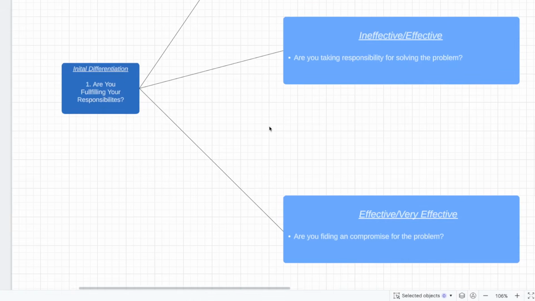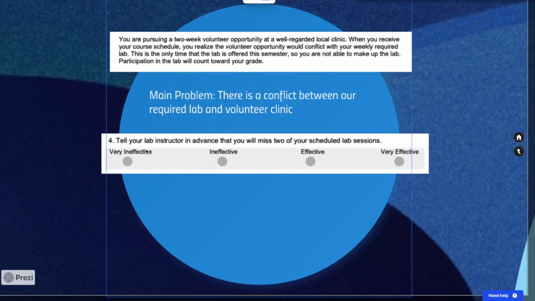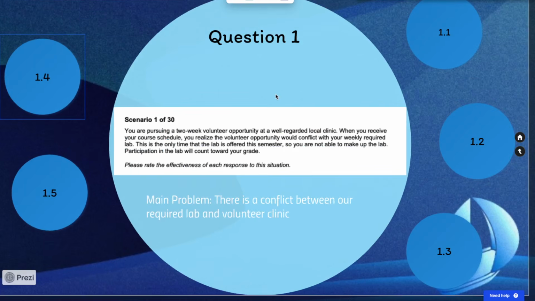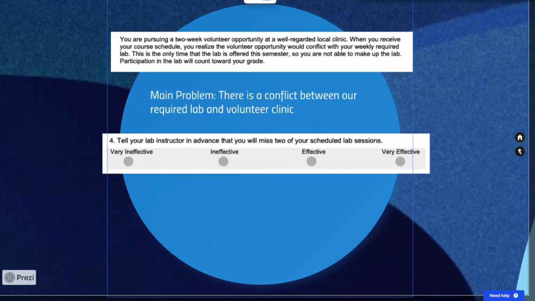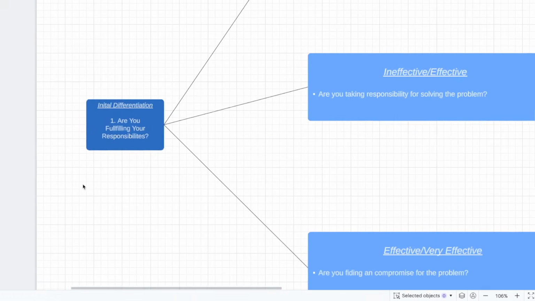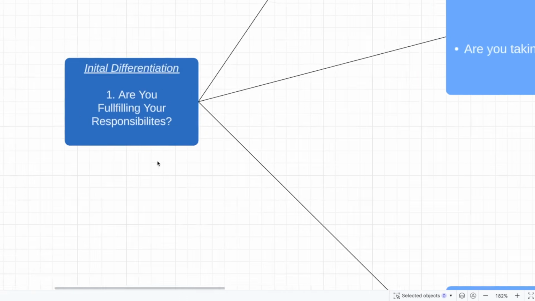Each question is its own scenario. And that's one reason why I made this presentation in this way, where between every question, we're going back to the main problem, the main scenario, and we're tackling these each individually, right? We're coming into each of these questions individually. So let's be fair, let's treat it like any other question. Are we fulfilling our responsibilities, right? That's how we make this the first differentiation.